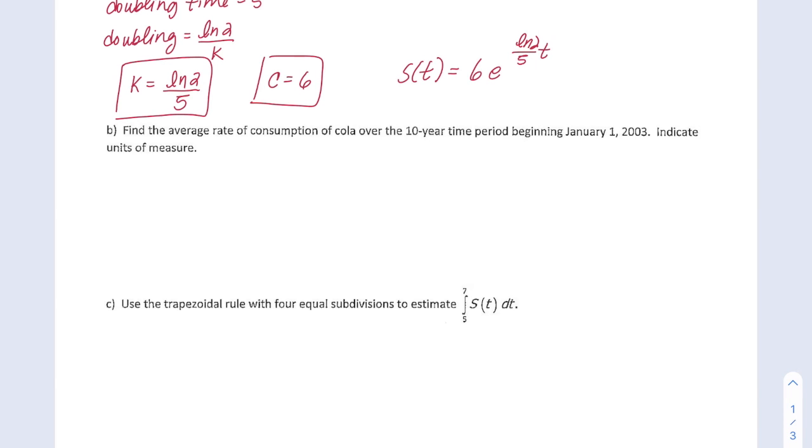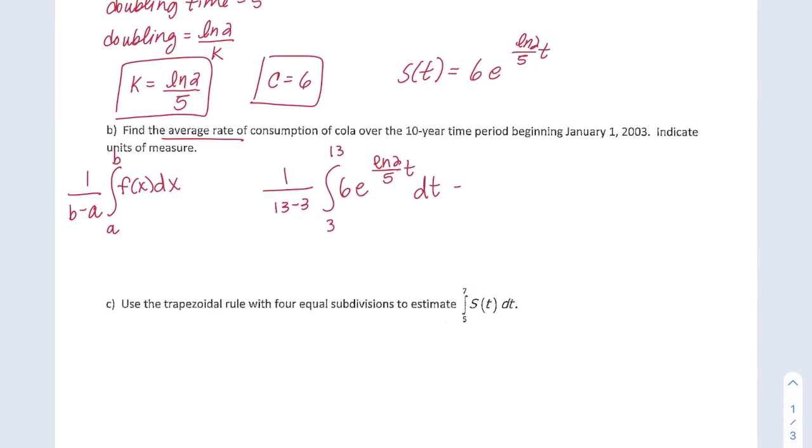Part B says find the average rate of consumption of cola over the 10-year period beginning January 1st, 2003. Indicate units of measurement. So the fact that this says average, I'm going to use our average formula, which looked like this: 1 over b minus a, integral from a to b of f of x dx. So for us, we're going to use 13 and 3. We're starting in 2003, that would be a 3 t-value. We're going to 2013, which would be a 13. And we're going to use our function 6 e to the ln2 over 5 t dt.